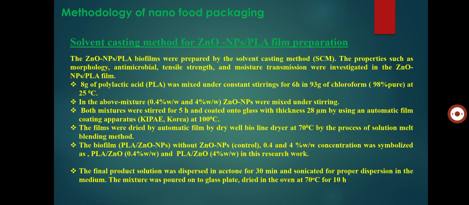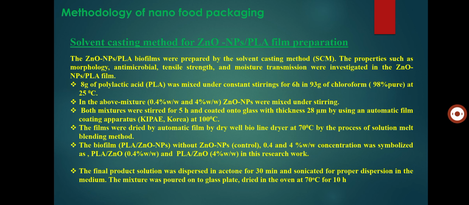After stirring 5 hours, it was coated onto the glass, and the thickness was maintained with an automatic film coating apparatus at 100 degrees centigrade. I made the films, and dried these films using an automatic film dryer at 70 degrees centigrade. The solution melt blending method was used in this process.